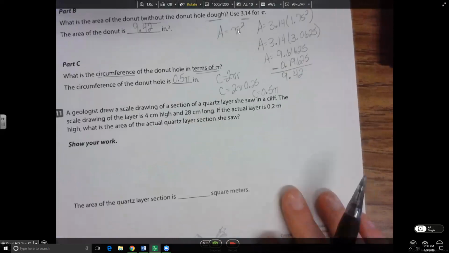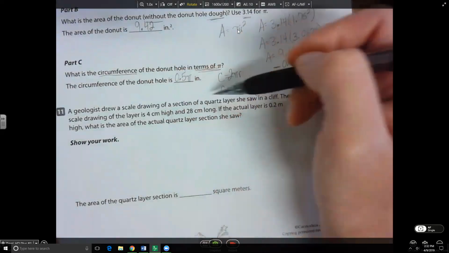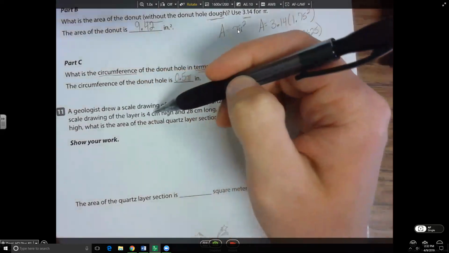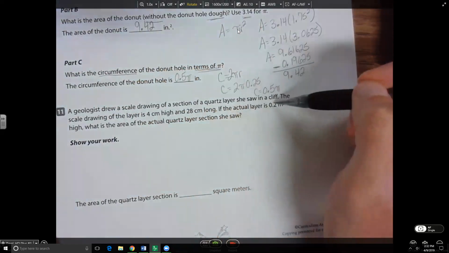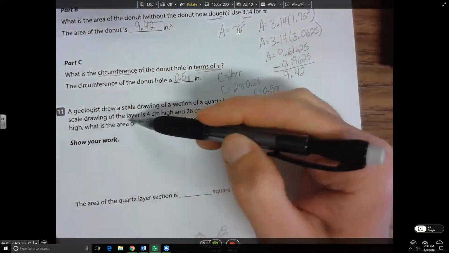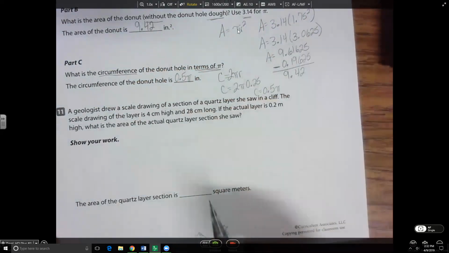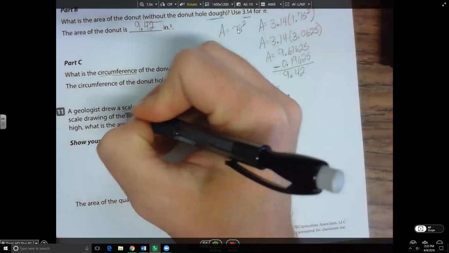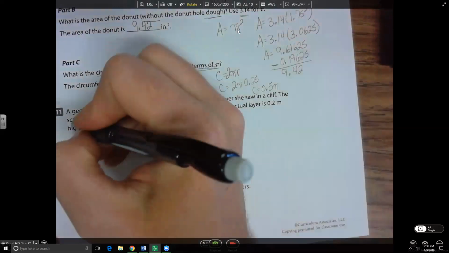And then the last question, number 11. A geologist drew a scale drawing of a section of quartz layer she saw in a cliff. The scale drawing of the layer is 4 centimeters high and 28 centimeters long. The actual layer is 2/10 meters high. What is the area of the actual quartz layer section she saw? So the first thing I'm going to do is I see this as a scale, so I'm going to set up a proportion.